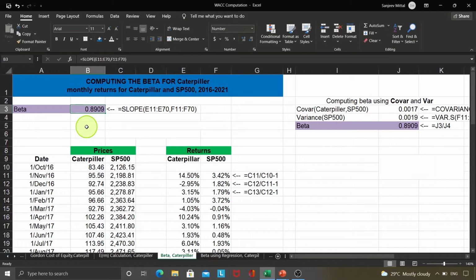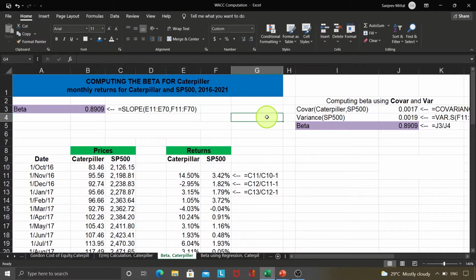Now, there is another way through which we can calculate and find our beta. As we already know, for finding the beta, we can use the formula of covariance between Caterpillar and the S&P 500, and divide it by the variance of the S&P 500. If you don't understand what covariance and variance are, you can go to our appendix section, where there are descriptions of these terms.